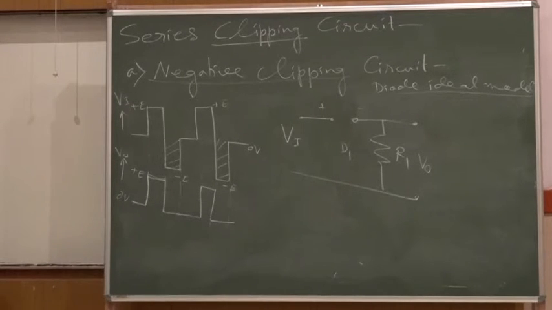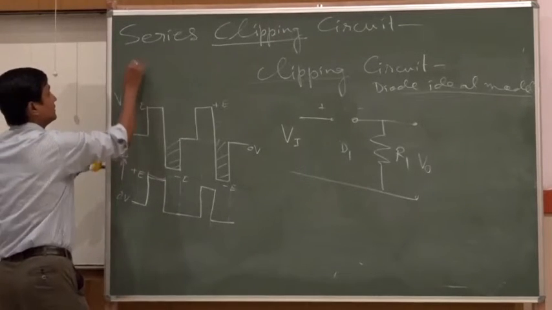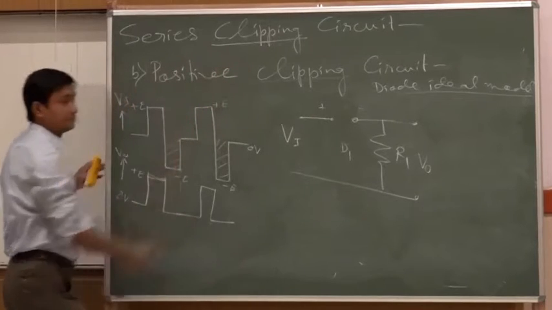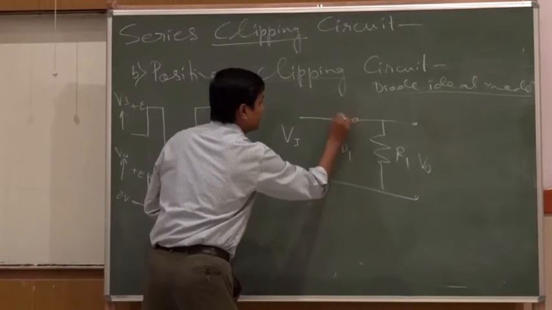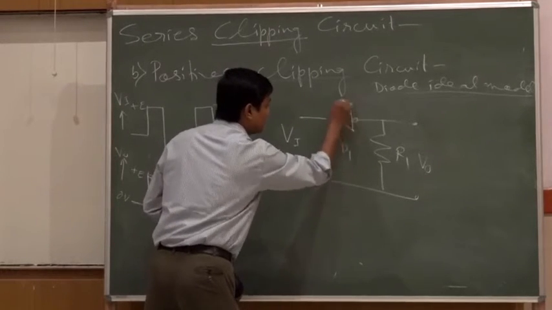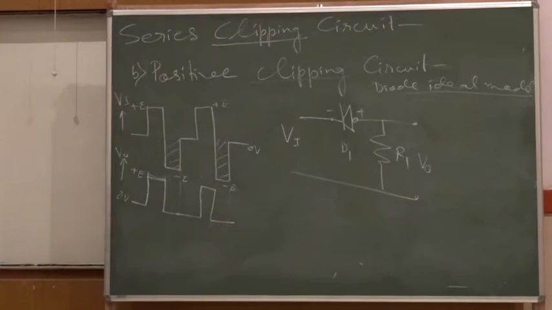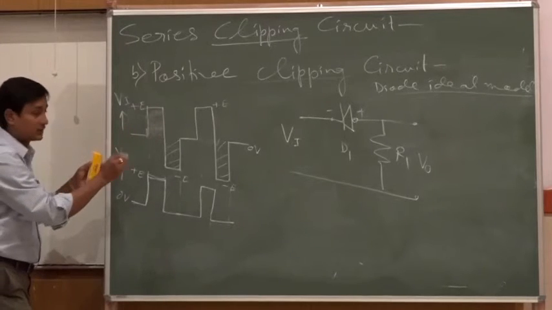Fine. Now, if I ask you for a positive clipping circuit, I will use the same. What is the change to be made? The diode is to be connected the other way. In that case, I will say this part is clipped off and this part is there.